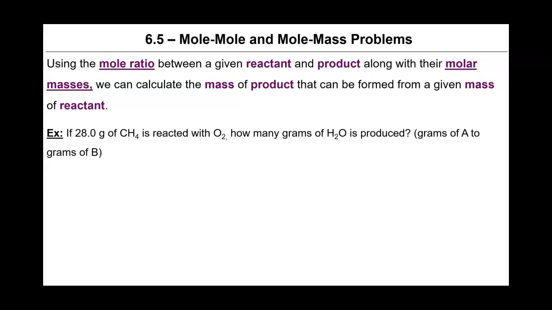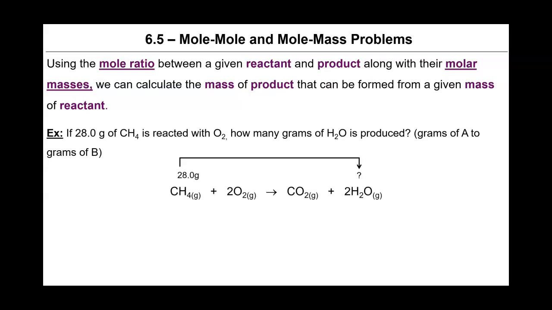So it says, if 28 grams of methane is reacted with O2, how many grams of water is produced? So we recognize this immediately as a grams of A to grams of B problem. A is the methane because we have the grams of methane, and B is the water because we would like to know the grams of water. So the first thing that we're going to need is a balanced chemical equation so we can find out our mole ratios. So let's go ahead and write the balanced chemical equation for the combustion of methane to produce water, and it also produces CO2.